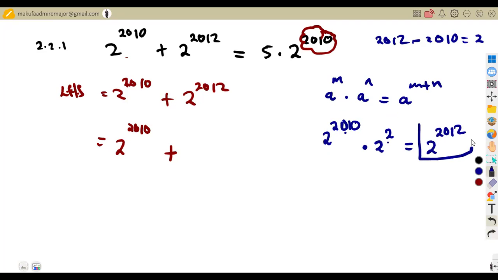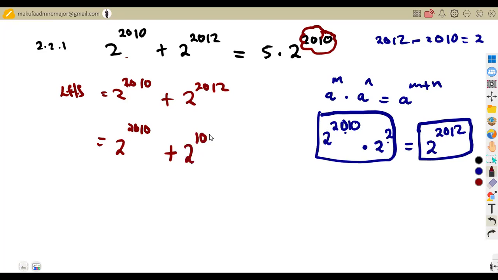So it means in place of this 2 to the exponent of 2012 that we are seeing here, we can substitute the equivalent, which is this part. We can substitute this with what? 2 to the exponent of 2010 times 2 to the exponent of 2.